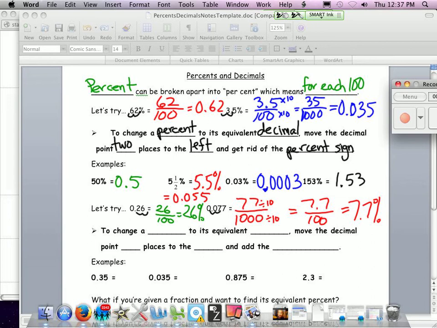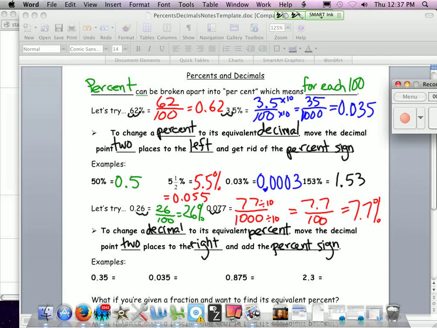So to change a decimal to its equivalent percent, move the decimal point 2 places to the right. I legitimately had to look because I'm bad at the right and left thing. And add the percent sign. And again, because I'm bad with the left or right thing, I'll go back to 50%. Oh, 0.5 would go swoop, swoop, change to 50%.